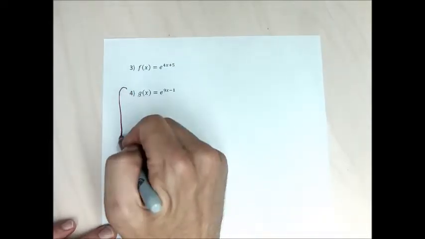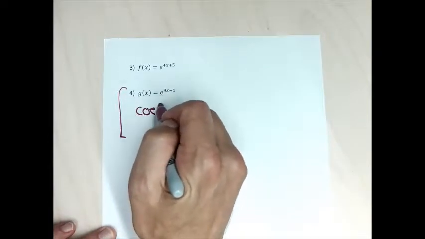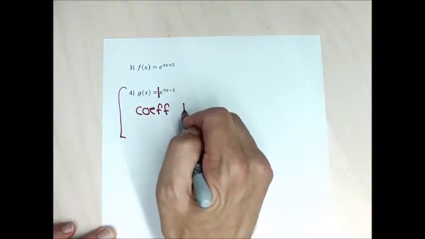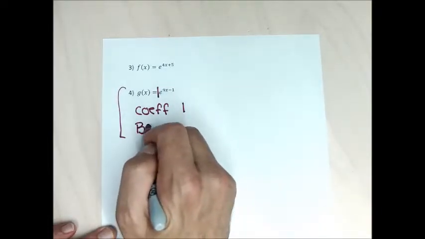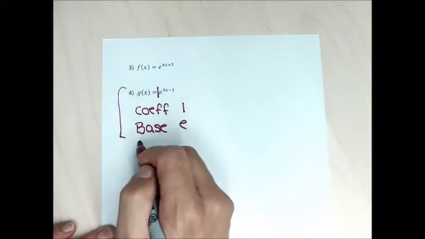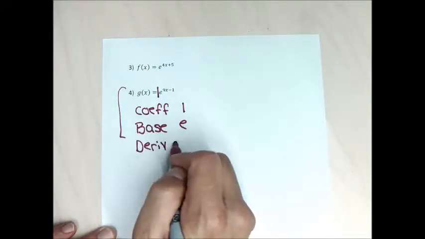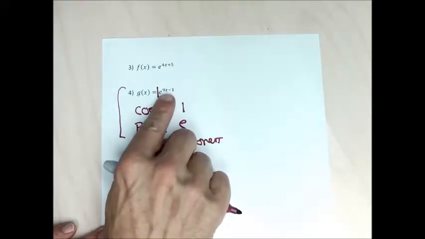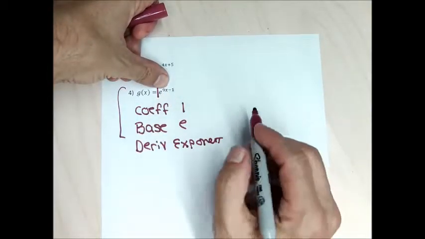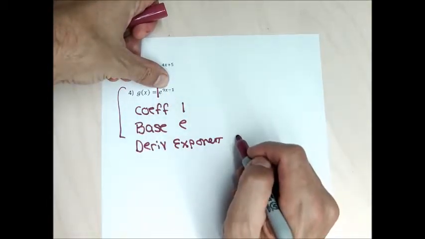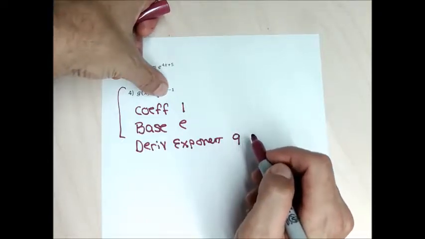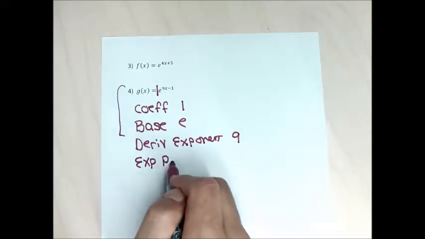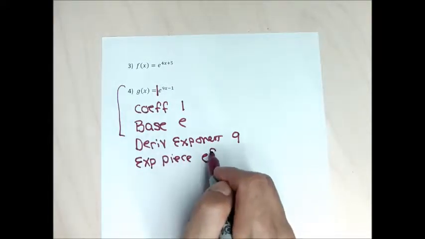So I'm going to do number 4. The coefficient would be the number that's implied in front of the exponential piece, which is 1. The base is e. The derivative of the exponent, well, it's the derivative of 9x minus 1. The derivative of 9x is 9. It's a first power term. The derivative is just the number in front of the x. The derivative of the minus 1 is 0 because it doesn't have an x. And the exponential piece is e to the 9x minus 1.